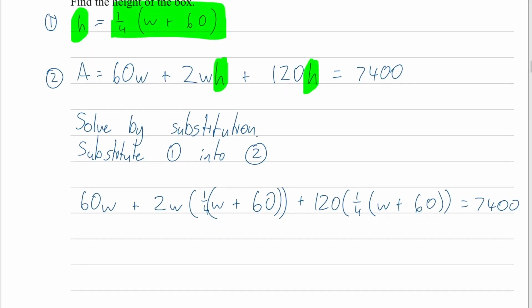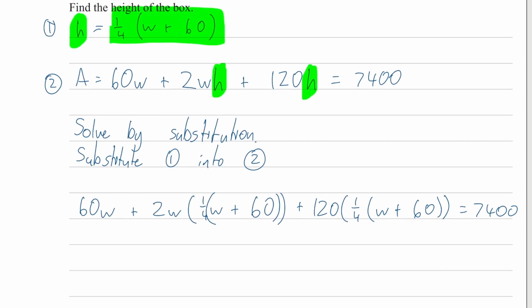So let's do that now. So 60w plus. Now, to simplify this, these are all multiply, so it doesn't matter, well, apart from this expression. So let's do 2w times 1/4, which is 1/2 w. And then that's all times w plus 60. And here, 120 times 1/4, that's 30. And we're left with the w plus 60, all equals 7,400.